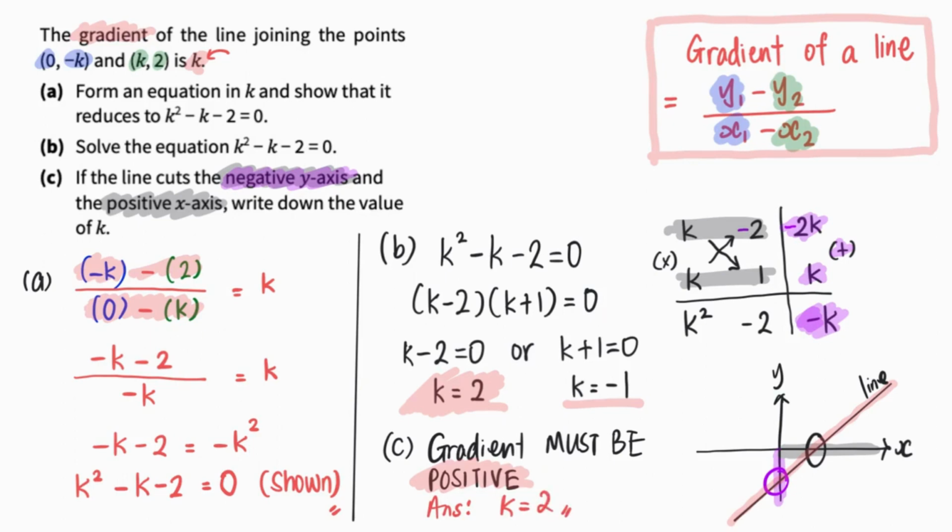So notice how Mr. Tan, when just given information in text, what did Mr. Tan do? Mr. Tan actually made some sketching here so that it helps me to visualize, and from there I'm able to see visually that the gradient must be a positive gradient, and that leads me to the final answer for part C.